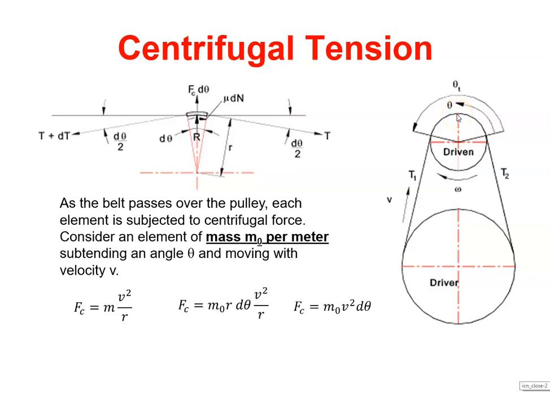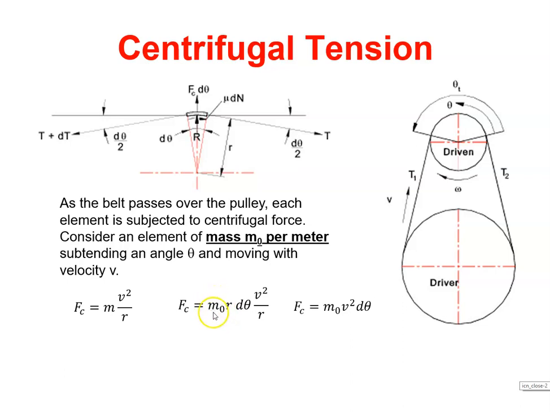And I'm going to assume that the mass of the belt is equal to m0 kilograms per meter. So it could be 1 kilogram per meter or 2 kilograms per meter, something like that. So that's this value m0. We know from physics that the centrifugal force is equal to mv squared over r. So this would be the total mass of the belt.